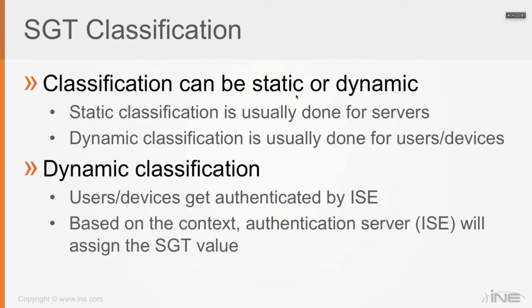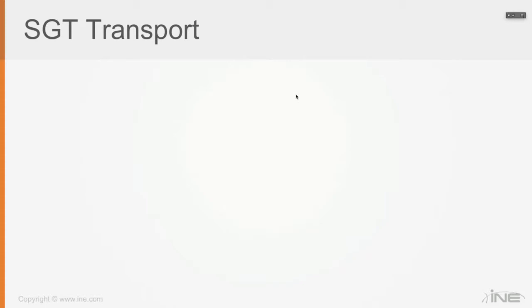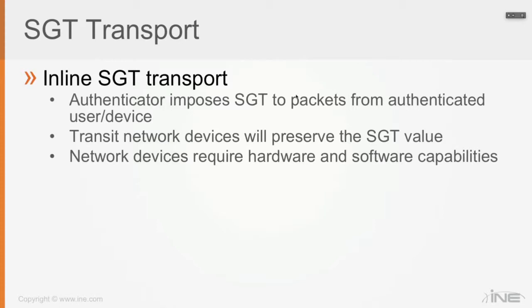So that was the classification part. So again, traffic can be classified, and tag assignment can be done in two ways, static or dynamic, and we spoke about both of them. Then we have to speak about transporting and imposing that tag to users' packets. And we have what is called inline SGT transport, which means that the authenticator is going to impose the SGT to packets from authenticated users' devices.